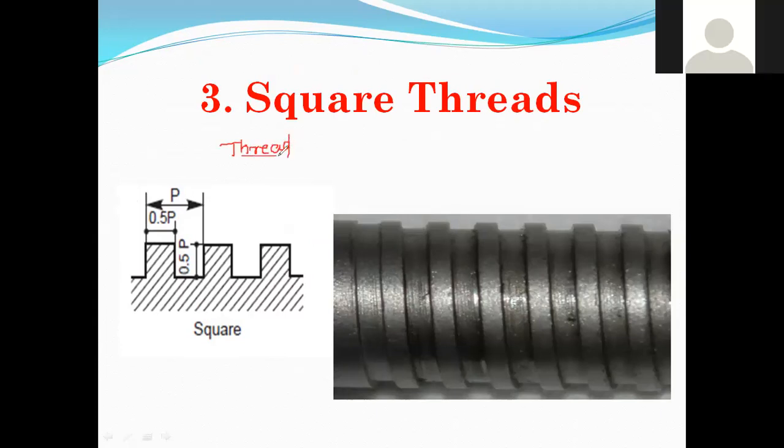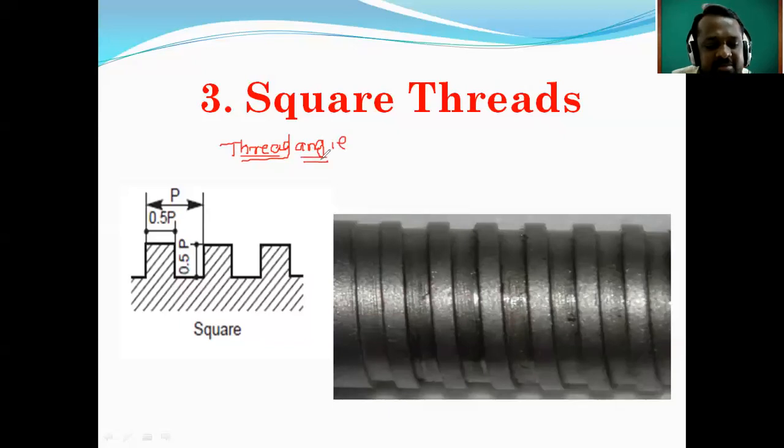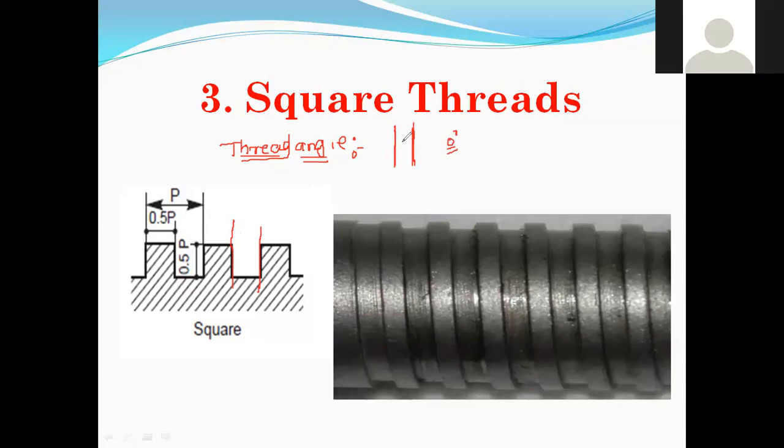Whether it is 90 degree thread angle. Tell me what is meant by the thread angle? The thread angle is nothing but the angle included between two planks. See, this is the plank, this is the plank. Both the planks are parallel to each other. And when two lines are parallel to each other, they have a zero degree angle, because they are parallel to each other.